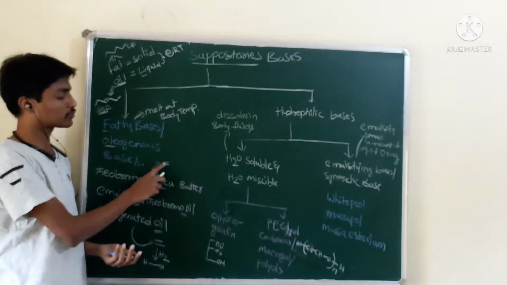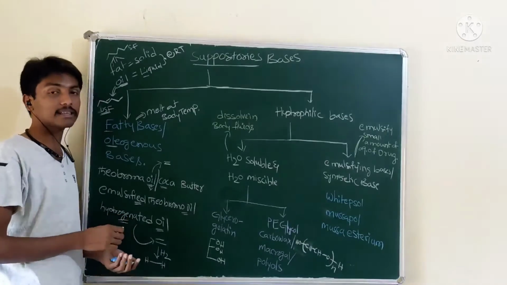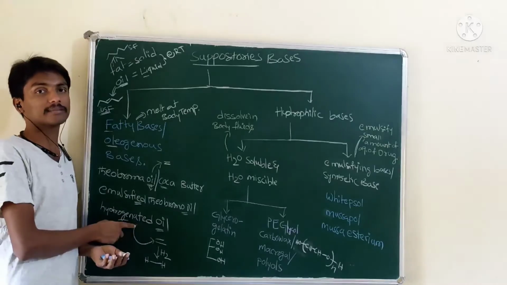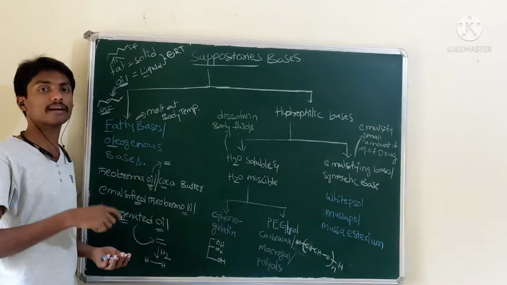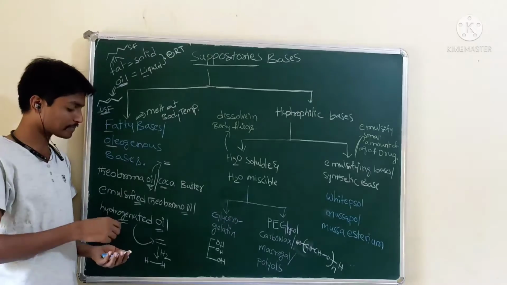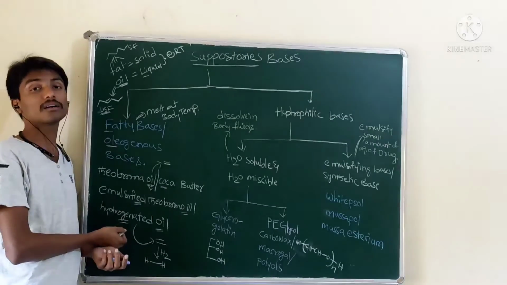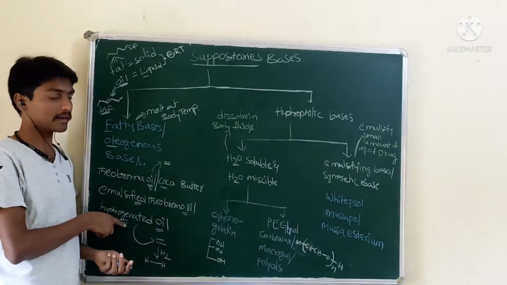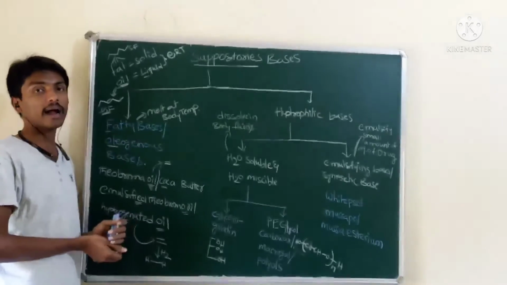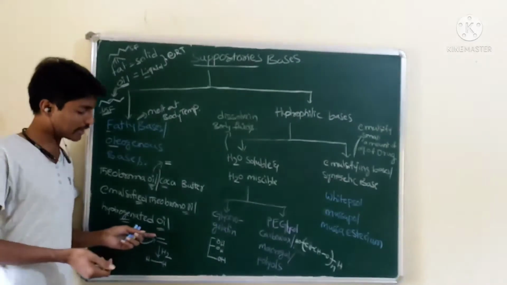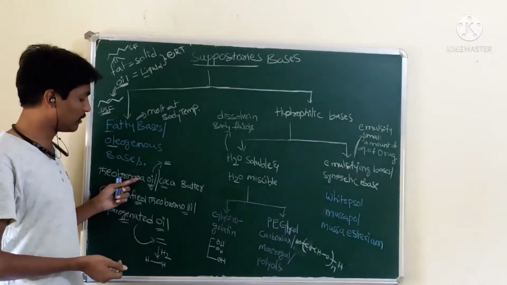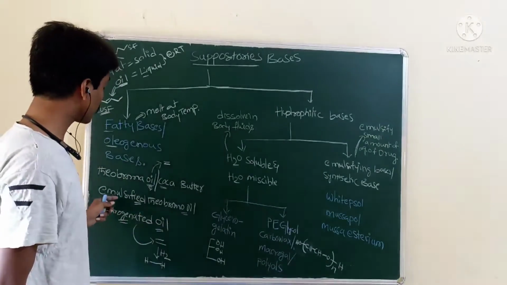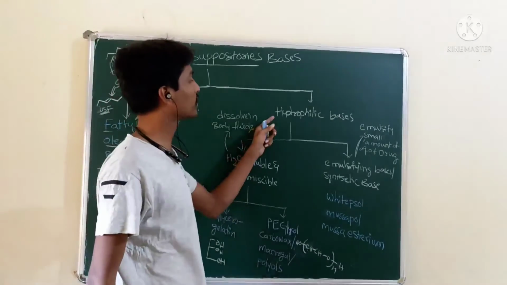When I reduce these double bonds with hydrogenation, there is no double bond. Whenever there are no double bonds, it comes under fat. All are saturated fatty acids, so it is fat at room temperature, and it does not show polymorphism. This one shows polymorphism, this one does not. I have solved the problem by hydrogenating theobroma oil. Hence we can call it hydrogenated oil. When we add hydrogen to theobroma oil, we call it hydrogenated oil. Next one is hydrophilic bases.